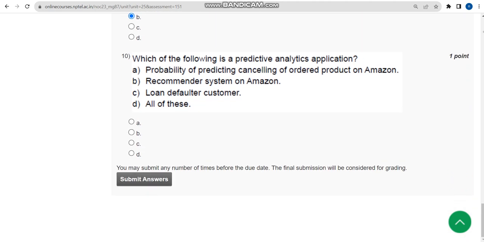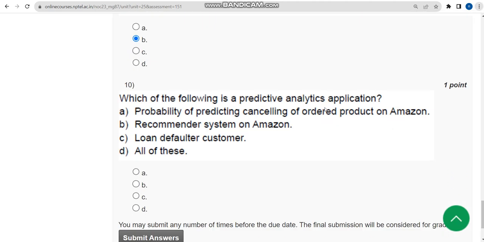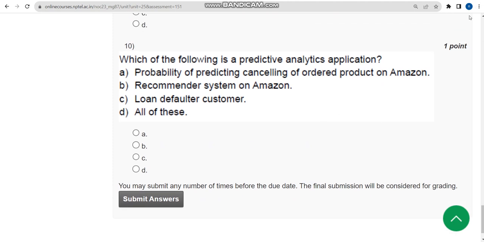Now let's move on to the final question of the assignment, that is the 10th one. Which of the following is a predictive analytics application? For the 10th question, the probable solution is, I think, all of these. So mark option D as the probable solution for the 10th question. So friends, these are the solutions for the week 2 assignment of the management information system course.